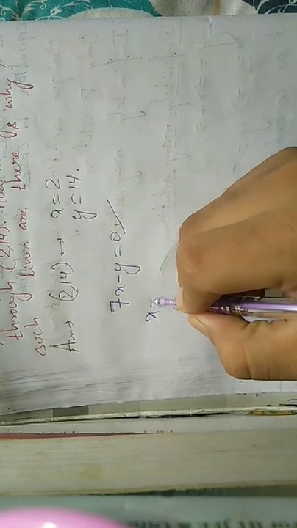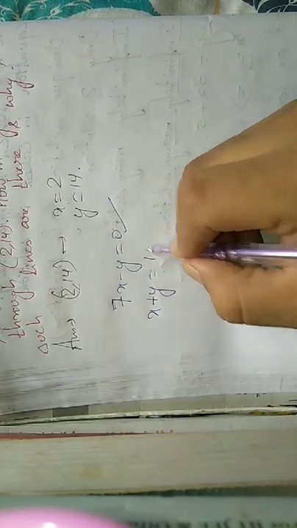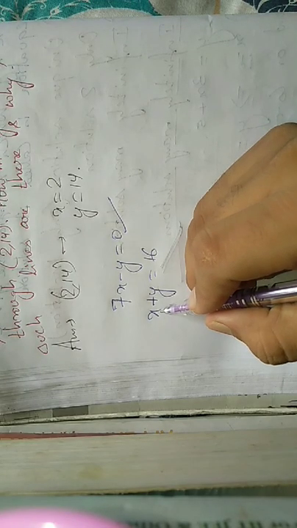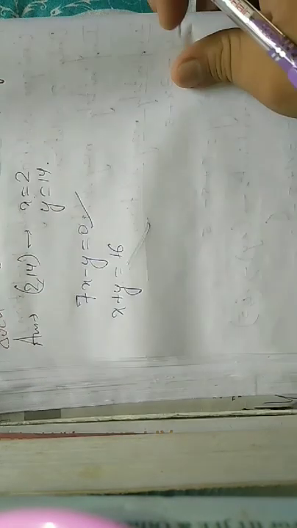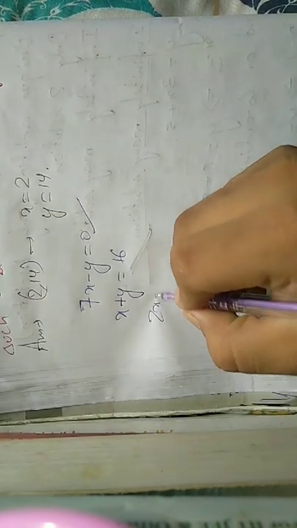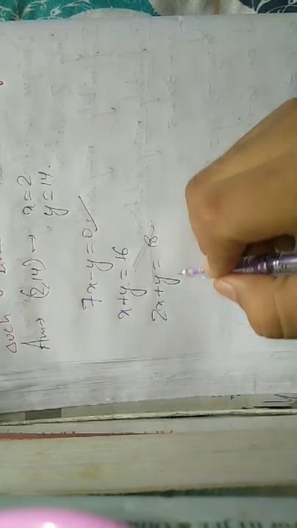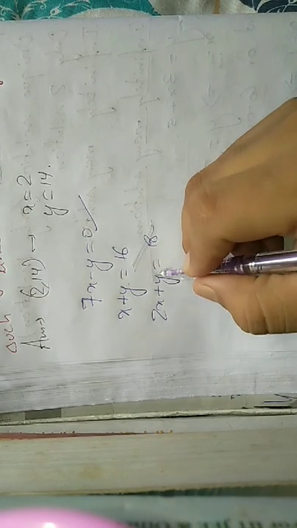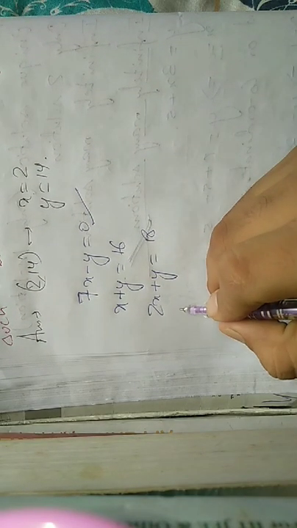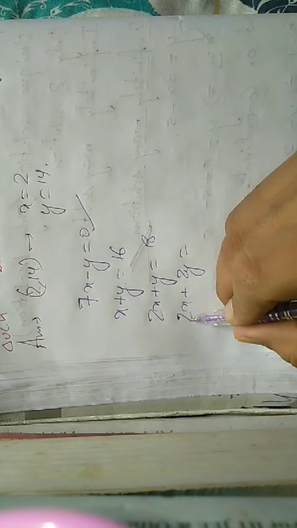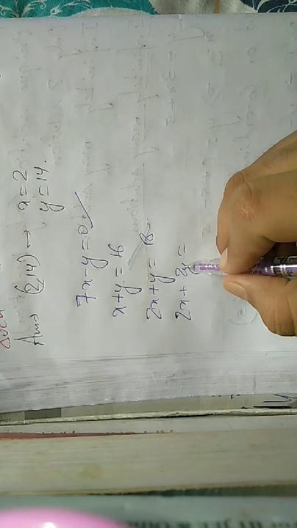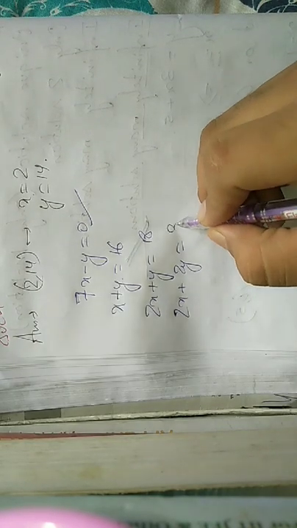Correct, na? Okay. One more that you can say is x plus y is equal to 16. Is it correct or not, students? 2 plus 14 is equal to 16. Is it correct or not? Now one more is there. 2x plus y is equal to 18. Correct or not? 2 into 2 is 4. 4 plus 14 gives you 18. One more is there. 2x plus 2y is equal to 2 into 2 is 4, 2 into 14 is 28, 28 and 4 is 32.